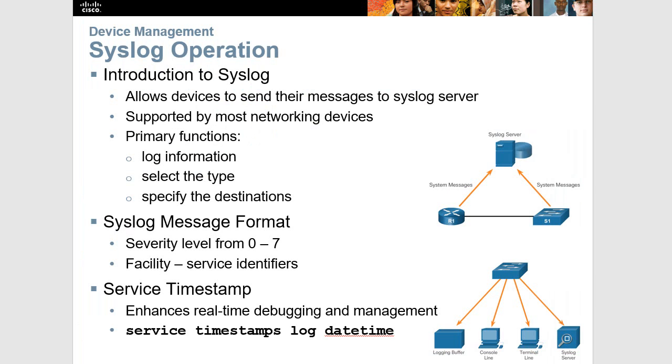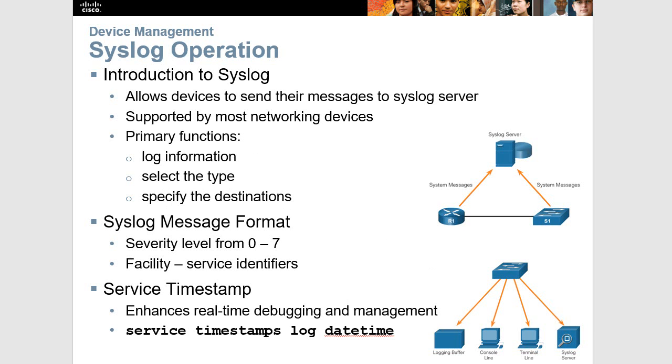Syslog is a tool that allows us to keep track of events happening on our devices, and they can be sent to different places. They're ranked by level of severity. They can be pretty handy in troubleshooting. So what it does, it allows the devices to send their messages to a Syslog server or a couple of different locations as well. It's supported by most Cisco networking devices. It does log information. You can choose the type of information you want to log. Do you want to log just a certain protocol, a certain interface? You only want certain types of messages sent here or there. You can select the types you want, and also specify the destinations.